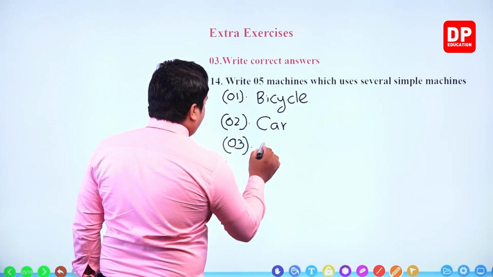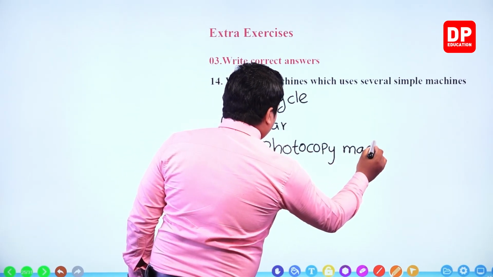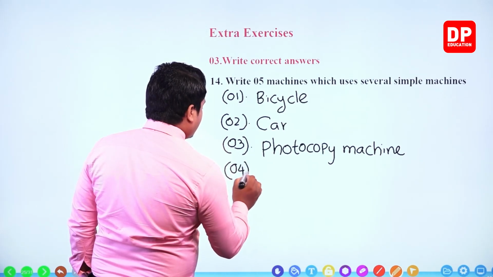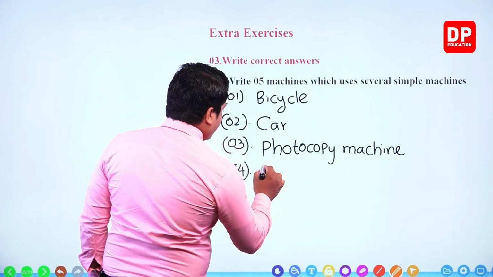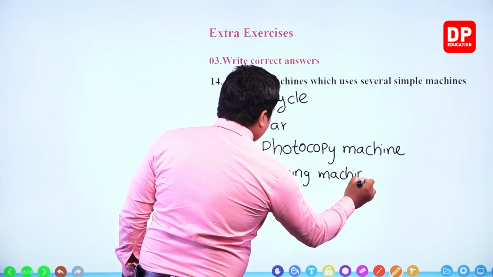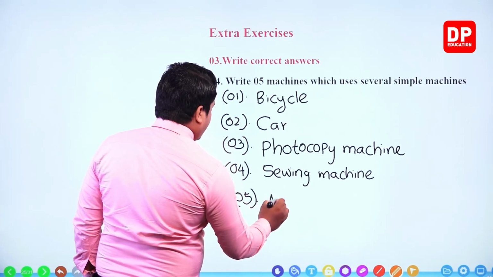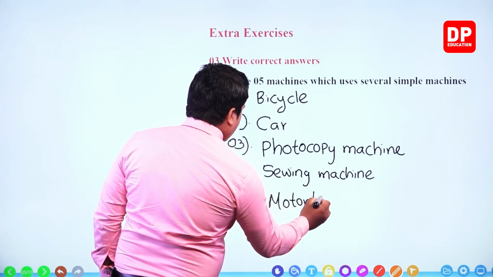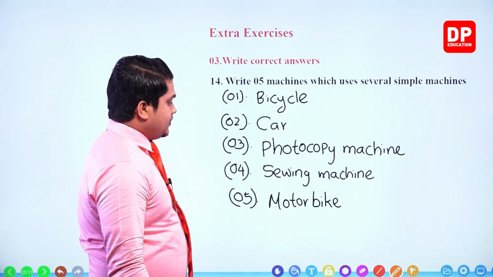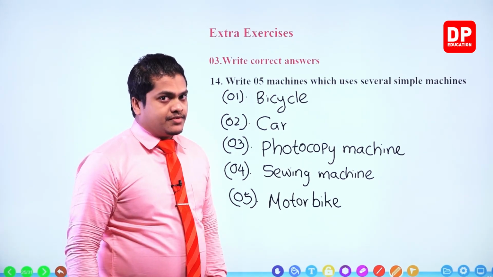Number 3, photocopy machine. Number 4, sewing machine. Number 5, motorbike, or else bulldozer, crane, right? Those things are also correct, my dear children. So 5 machines that use several simple machines, right?